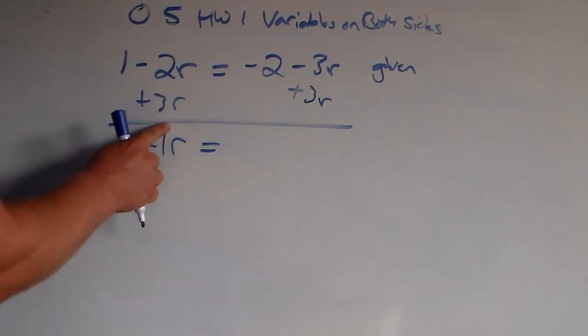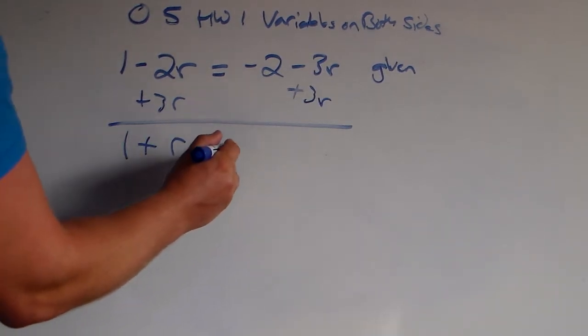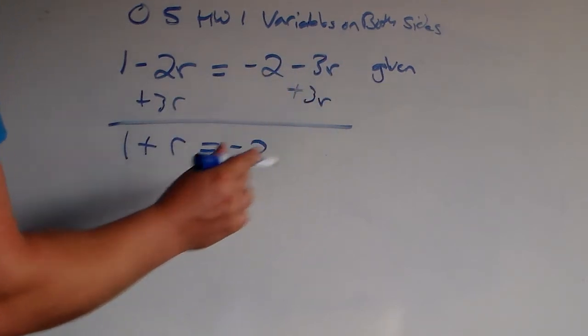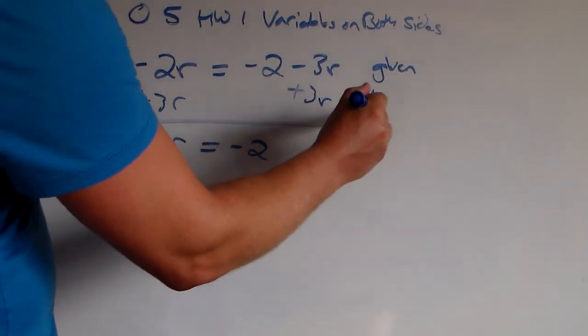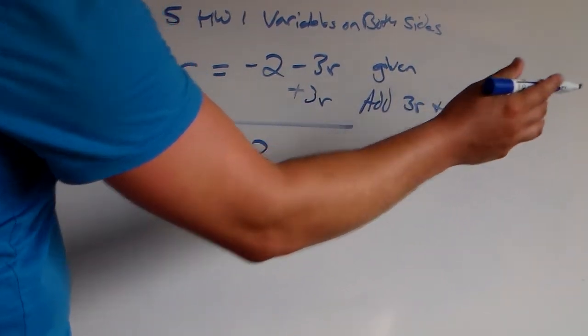Because that 1 is not really needed. So 1 plus r equals negative 2. And negative 3r plus 3r, they cancel out, get you nothing, so I don't bother writing anything. So we added 3r to both sides of the equation.